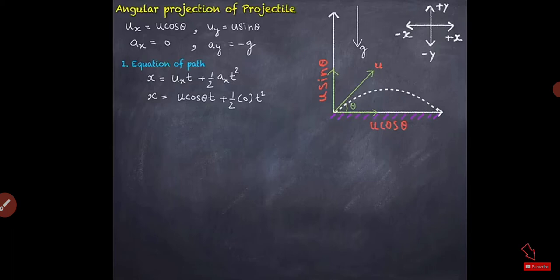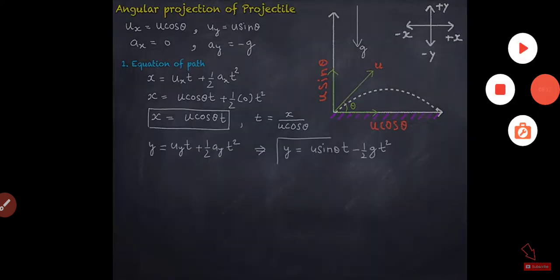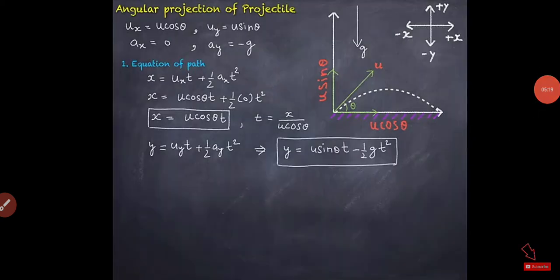That means t would be equal to x upon u cos theta. Students, this is the value of t which we will use in the second equation of motion when we calculate the path for the vertical direction. So this is the equation for the vertical direction.